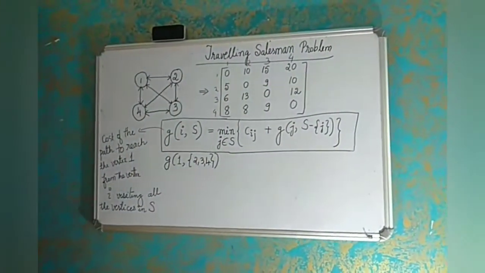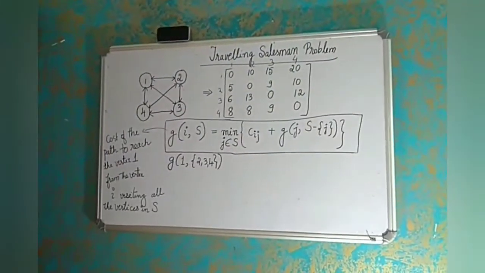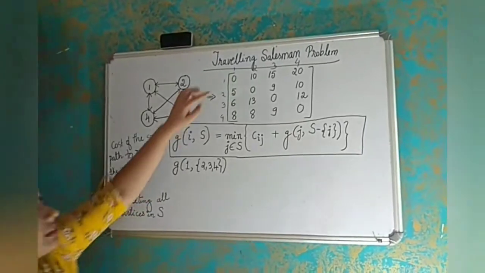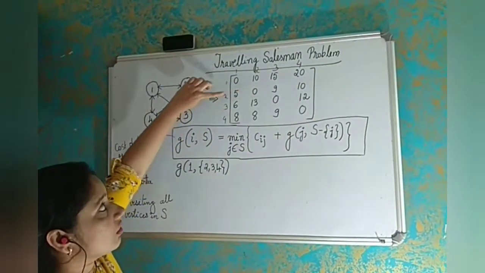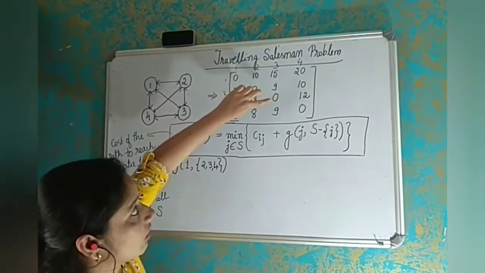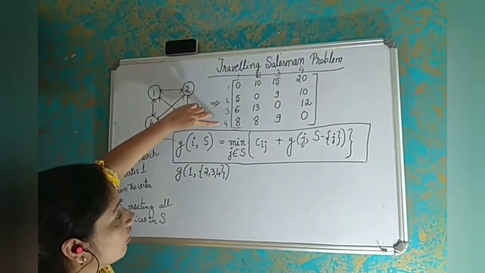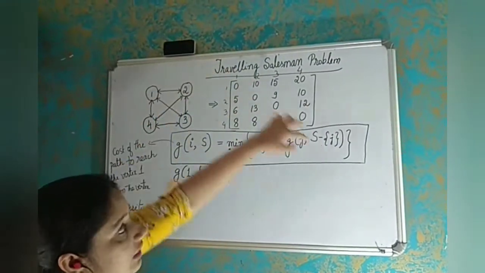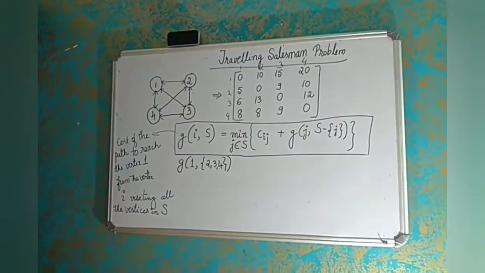So 1 to 1, that means the cost to travel from vertex 1 to 1 is 0. Similarly, the cost to travel from 2 to 2 is also 0. 3 to 3 is also 0. 4 to 4 is also 0. So the diagonal values are zeros.